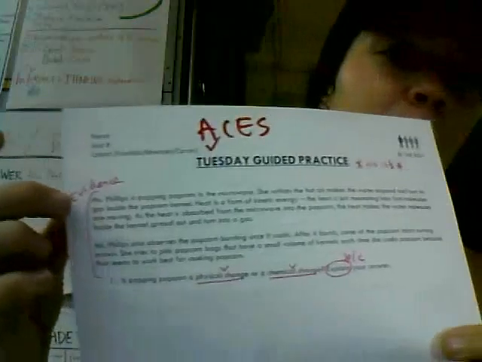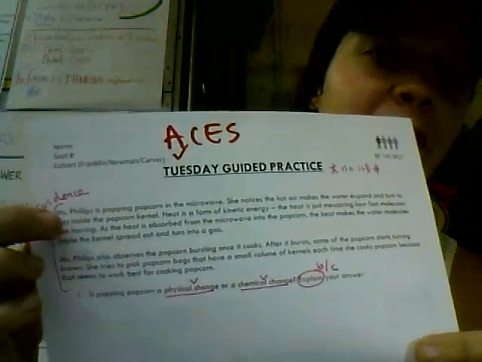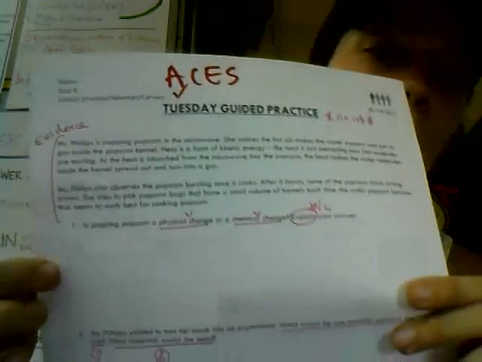Next, I need to cite evidence. Well, there's only text, so I'm going to put a bracket around my text and say evidence. I know I need to be looking up here when I answer these questions. Put a check next to cite evidence.